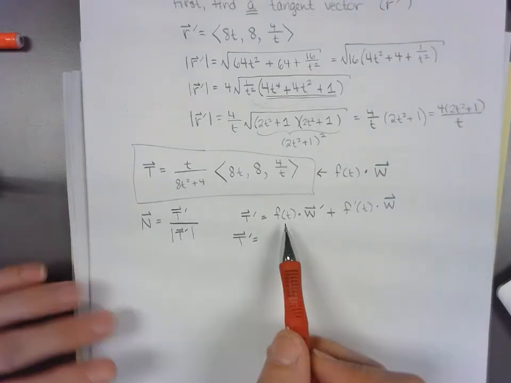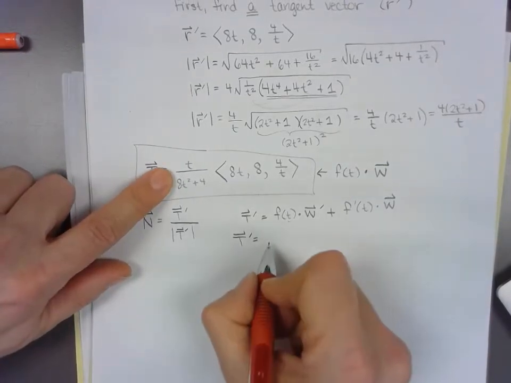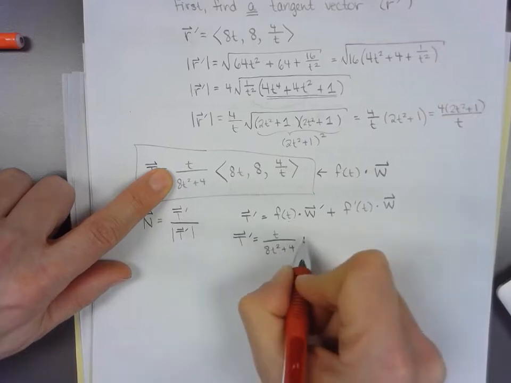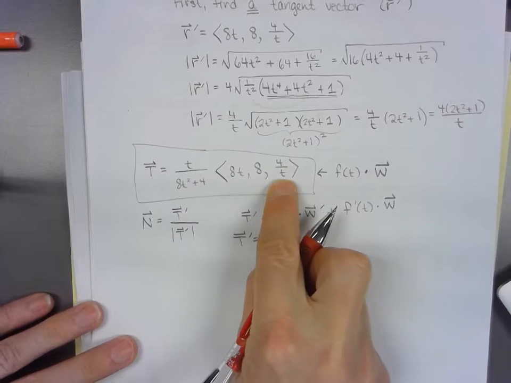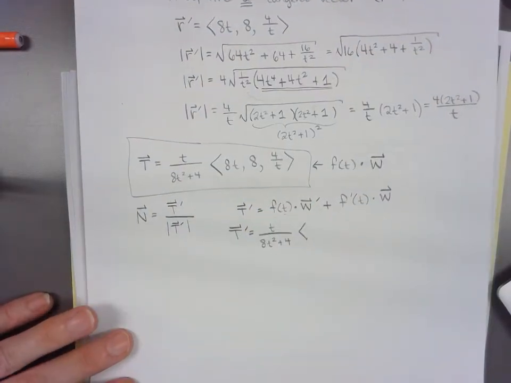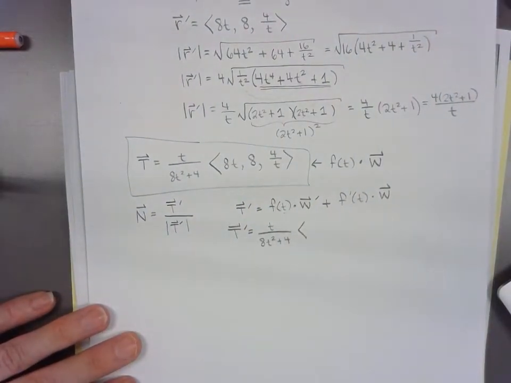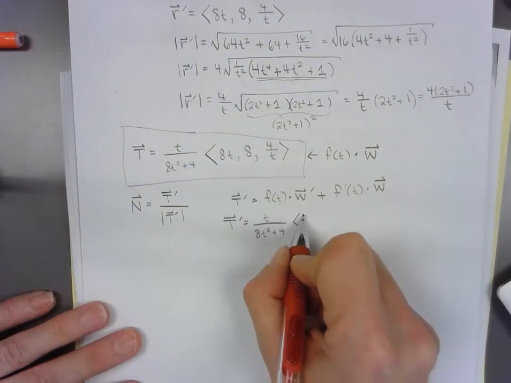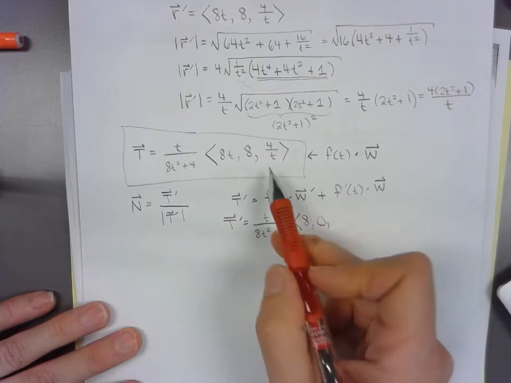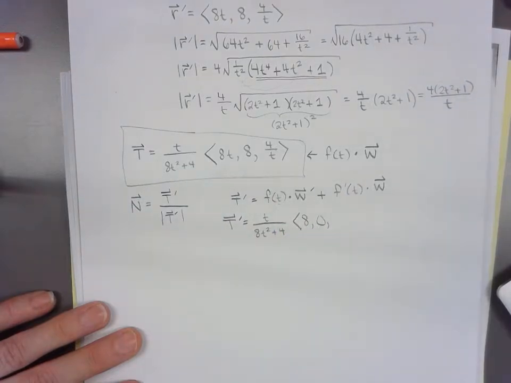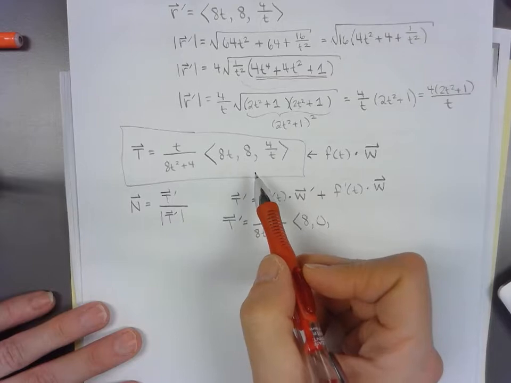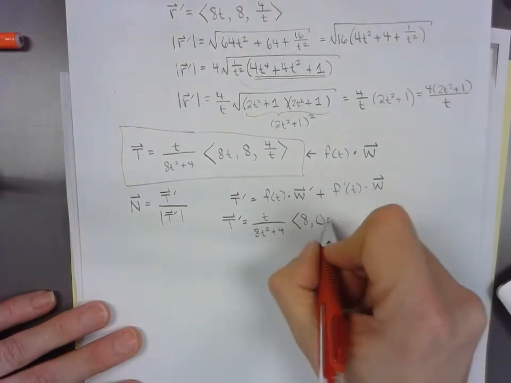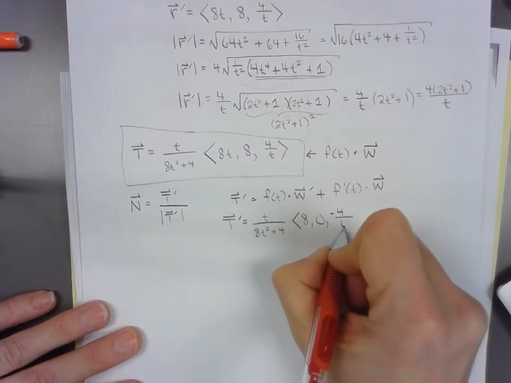Okay, so f of t stays the same, so t over 8t squared plus 4, and then the derivative of this. So now the first component, so we just get what? You think of it as 4t to the negative 1, so negative 4t to the negative 2, or negative 4 over t squared.